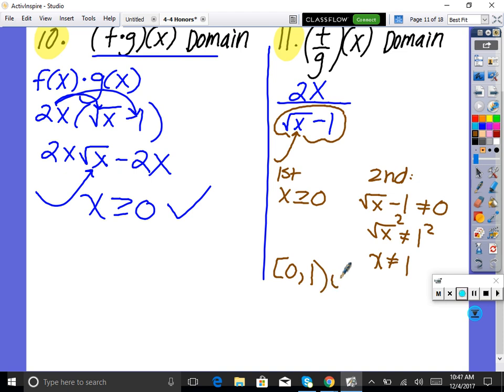Then it's united with 1 to infinity. Or writing it out separately would be like this: x is greater than or equal to 0 as long as it's not 1. Not too bad still.